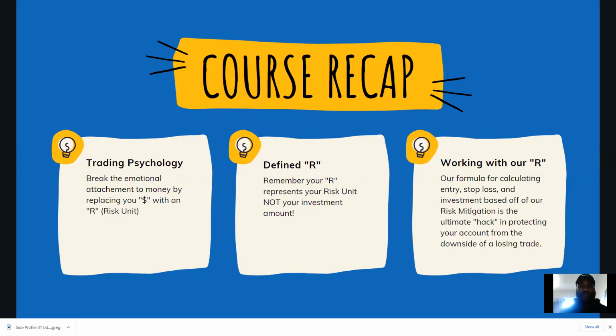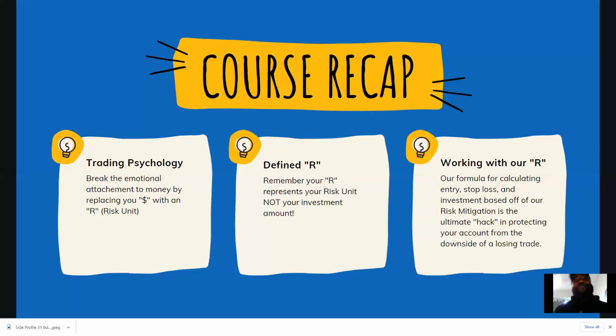But as we try to become more and more disciplined traders, we have to break those emotional ties that come with money. The way we're doing it in this example with this strategy is we're replacing that dollar sign with an R, which equals our risk unit. So now when we're going into those trades, we're looking at it more analytically instead of emotionally. So we want to always go with the chart, not with your heart, okay?